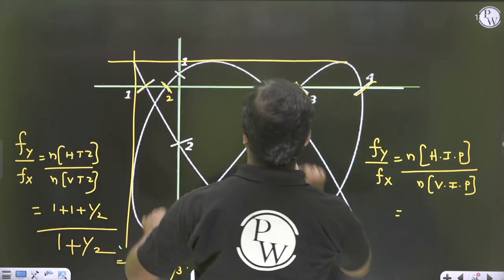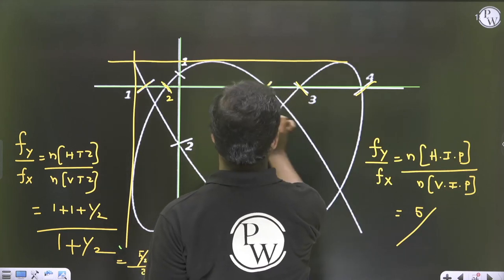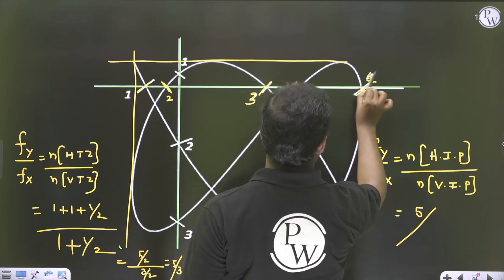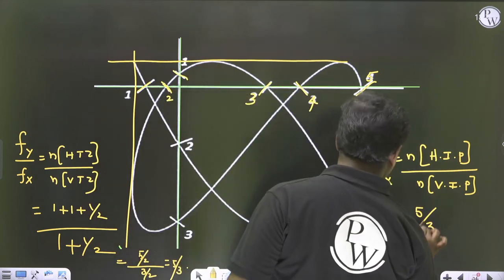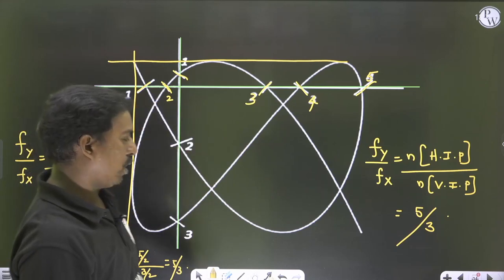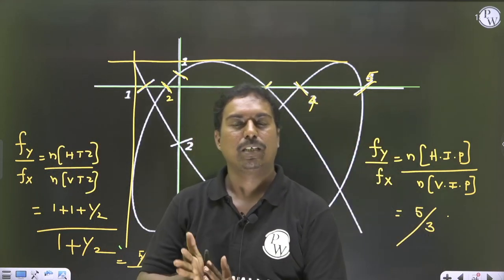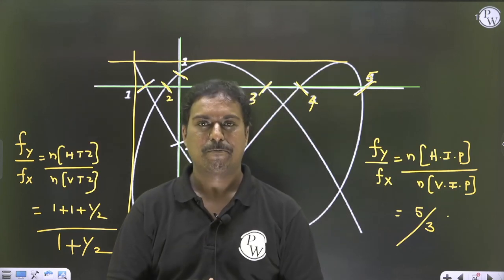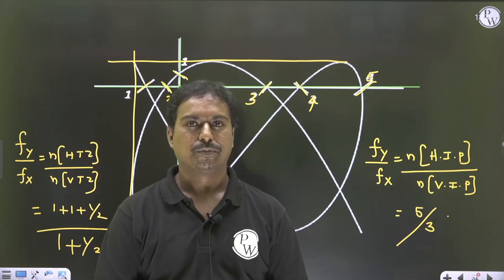This is 1, 2, 3, 4, 5. Wrong here. 4, this is 5. Here 1, 2. Right answer is 3. Please make a correction here. One more intersecting. So this is the way to solve the Lissajous pattern. Okay. Thank you.